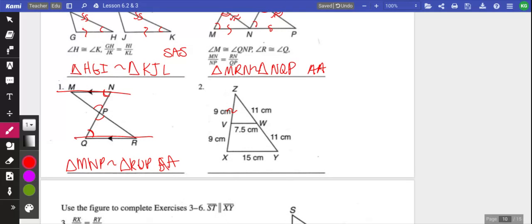This one I know that 9 is similar to 18, and 11 is similar to 22, and 7.5 is similar to 15. So triangle VZW is similar to triangle XZY by side, side, side similarity.